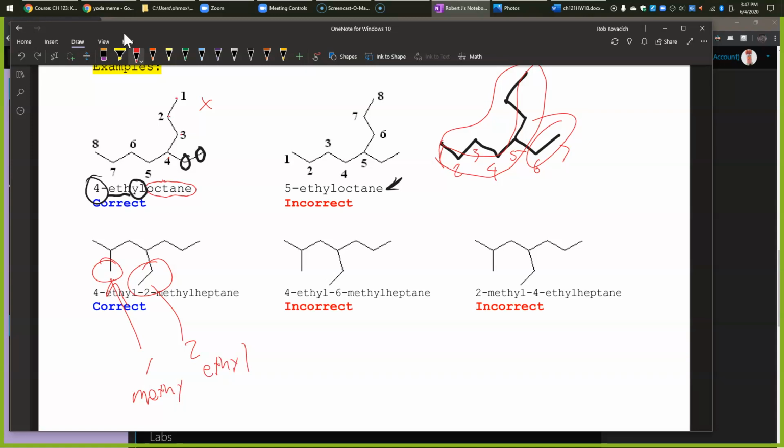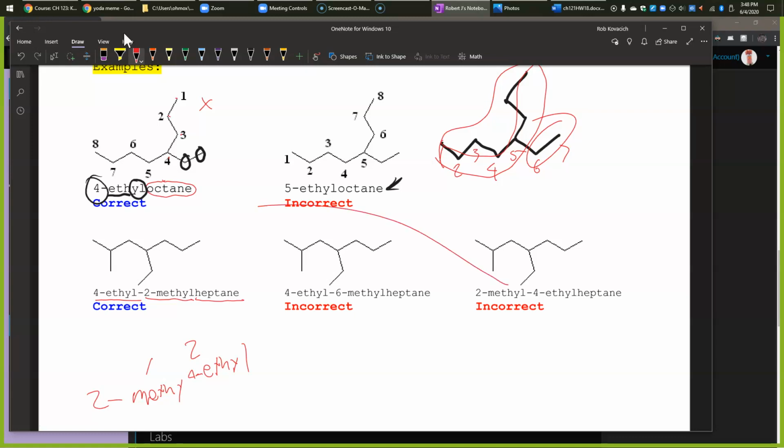Where are the methyl and ethyl side chains? On carbon number 2 and on carbon number 4. So the way I write this is I say heptane. And on carbon number 2, there's a methyl group. And on carbon number 4, there's an ethyl group. This is understandably dumb, but it's the way it is.